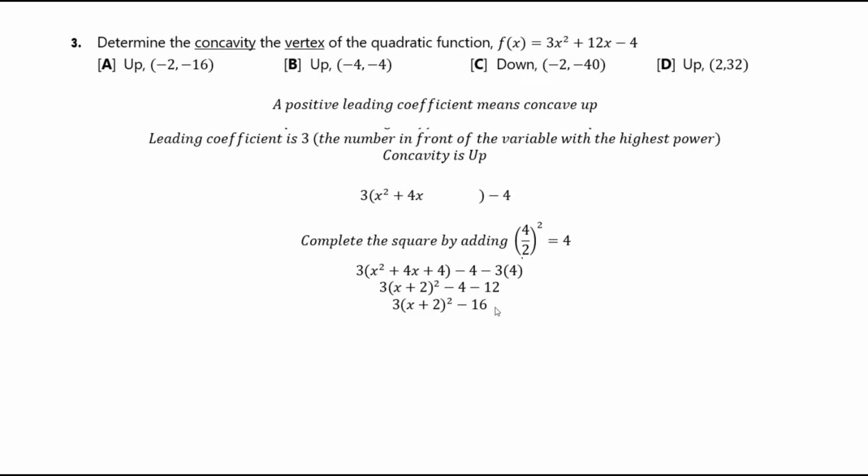And now you notice that this follows the vertex form. So we can go ahead and identify the vertex, comparing it to this vertex form. If we compare it directly, we can see that h is negative 2. It's not positive 2 because there's a negative sign here and a positive sign here. So therefore, it has to be negative 2. And here, the same thing. There's a positive sign on the vertex form, but a negative sign in the original. So k has to be negative 16. Therefore, our vertex is negative 2 and negative 16. And it's concave up. So in this case, the answer is A.